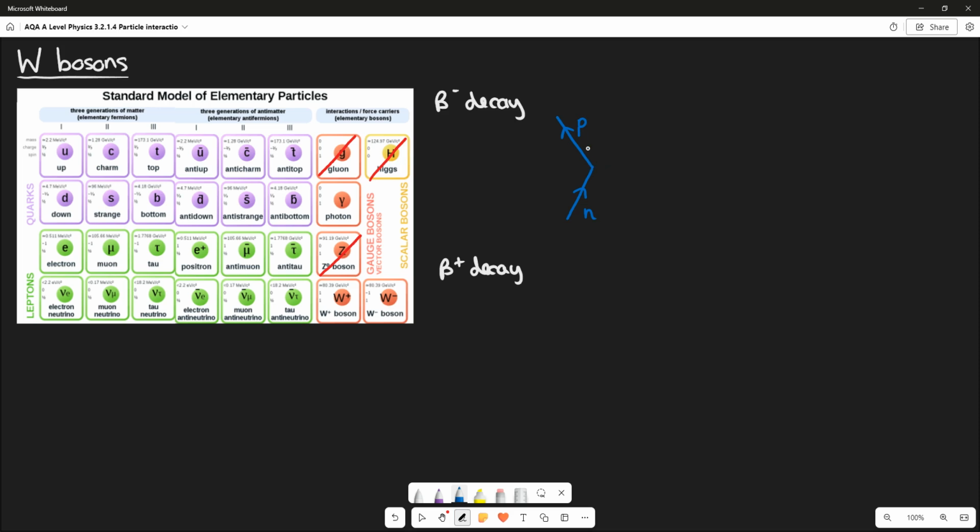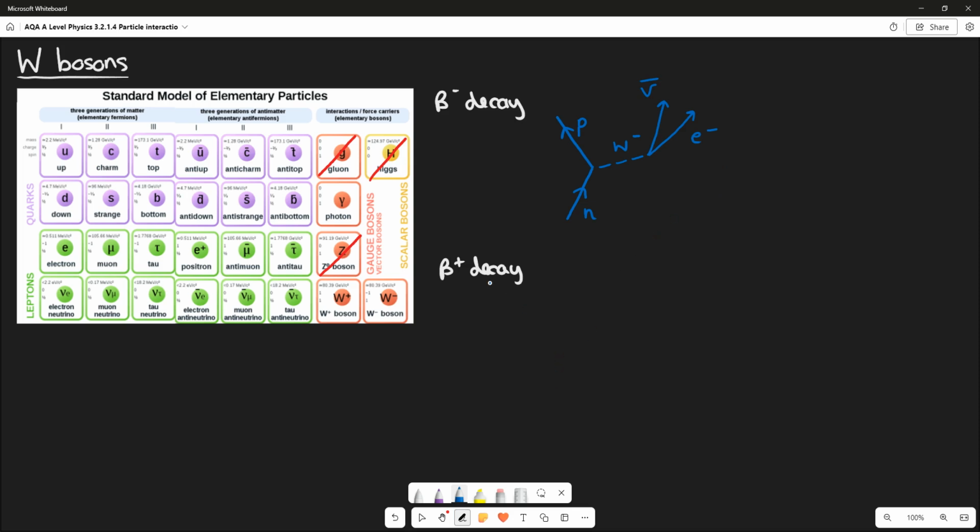So first of all, the neutron turns into a proton and it gives off a W minus boson. And this carries with it the negative charge. So you can see we've got a neutral object splitting into a positive and a negative. This negative object decays further into our negative electron, which is the beta particle that is given out from the nucleus, and also its antineutrino. So that's beta minus decay.